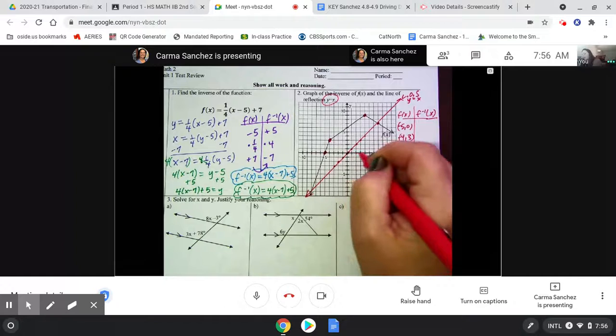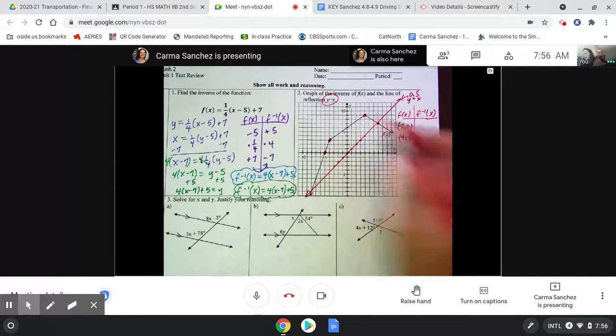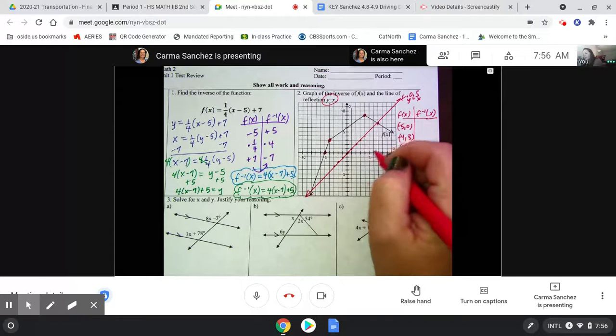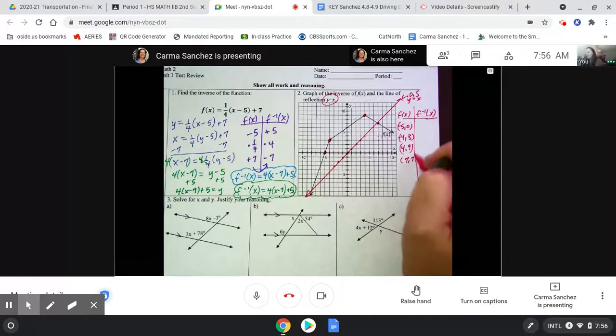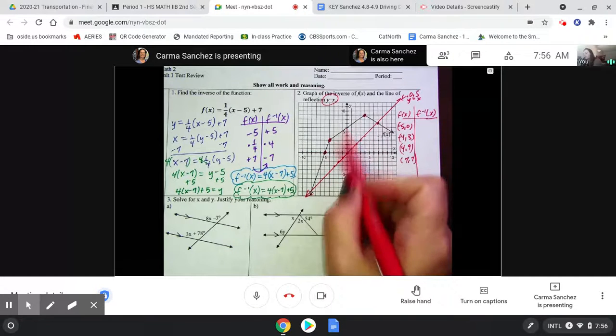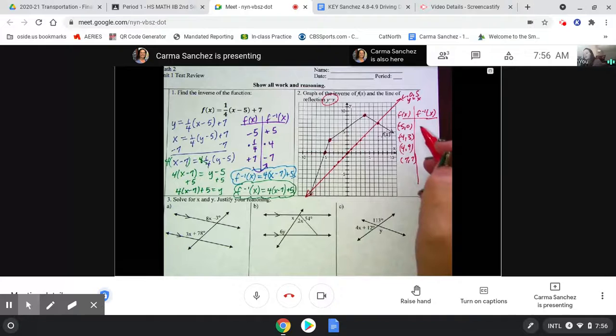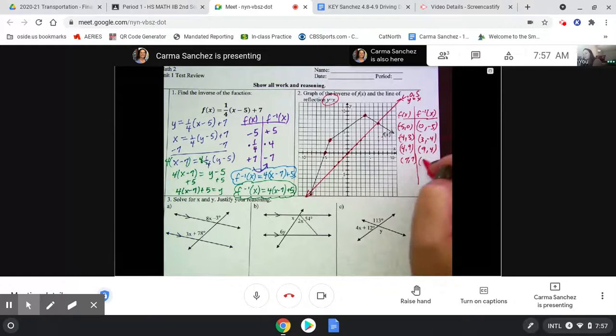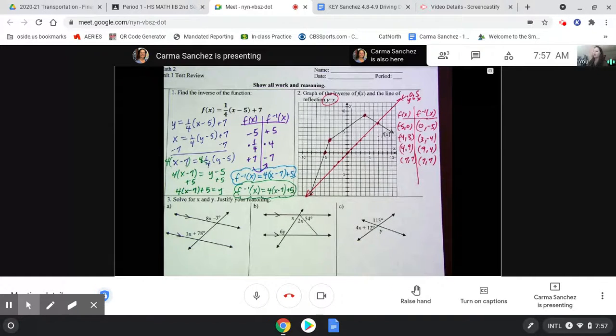Then 1, 2, 3, 4, and up 9. And then 4, 5, 6, 7, 7. Those are my starting values of a couple of the dots on my graph. You also could do this middle one too, but again, we only need 3 or 4. Now we just flip those. And those are going to be the coordinates of my new inverse graph.